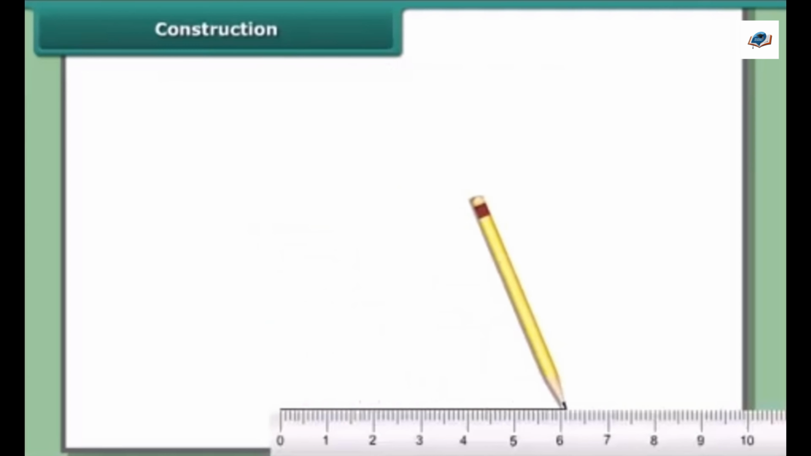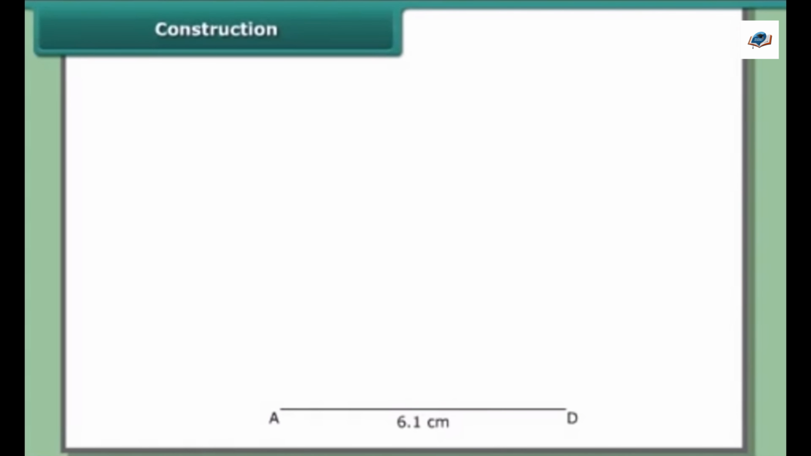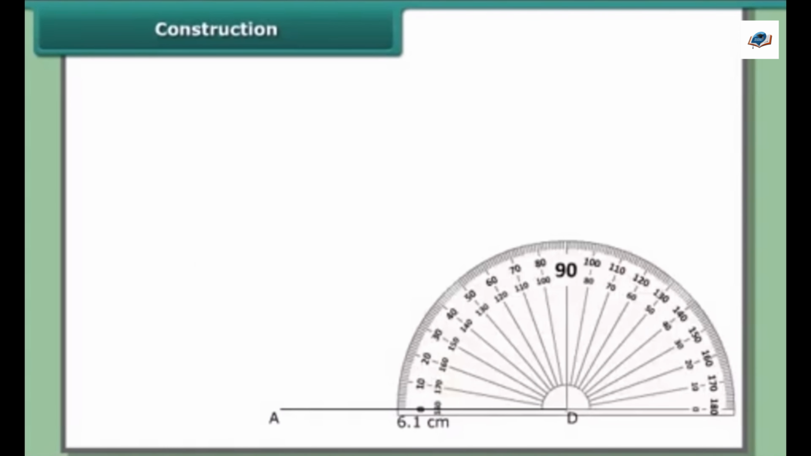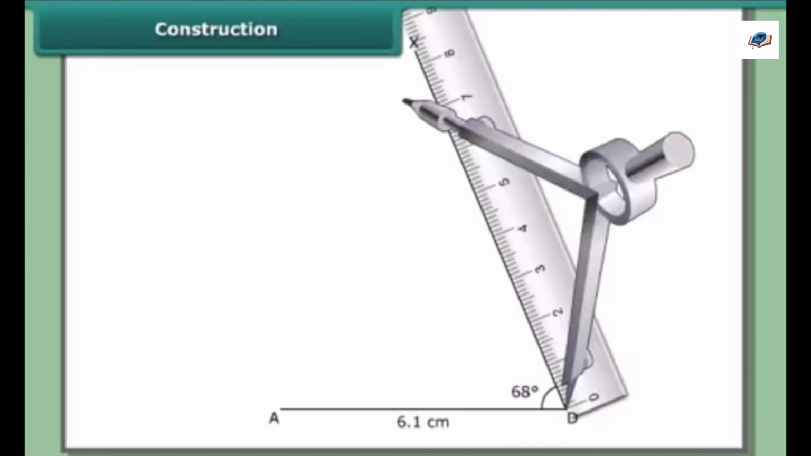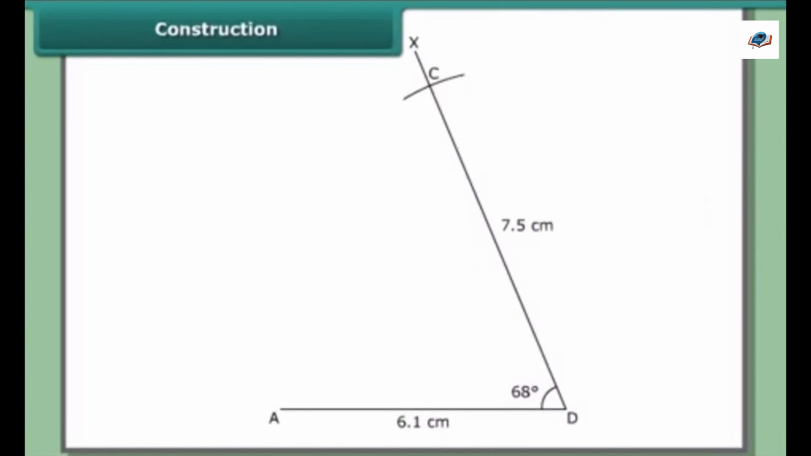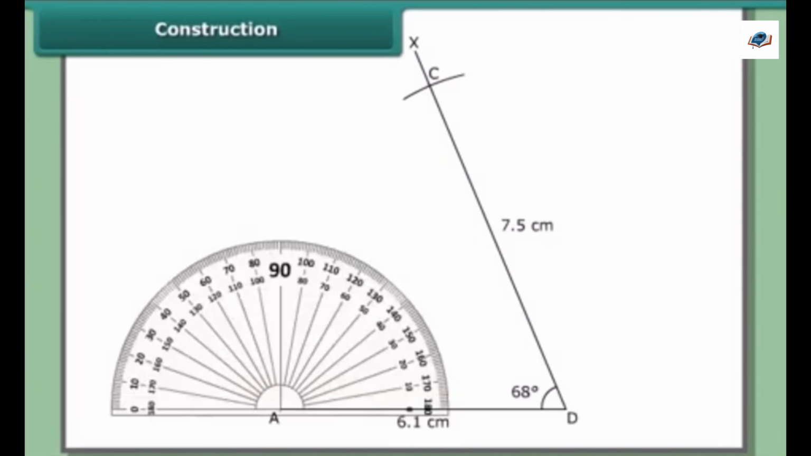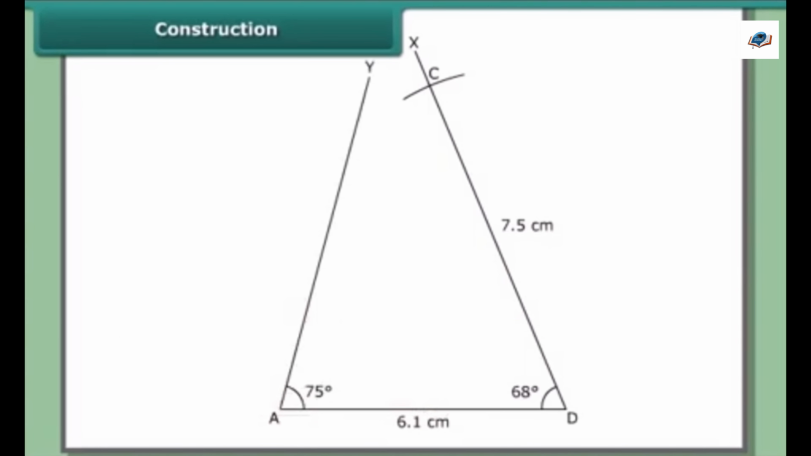Construct AD as 6.1 cm. At D, draw angle ADX as 68 degrees. With D as center and radius 7.5 cm, cut off DC as 7.5 cm on the ray DX. At A, draw angle DAY as 75 degrees.